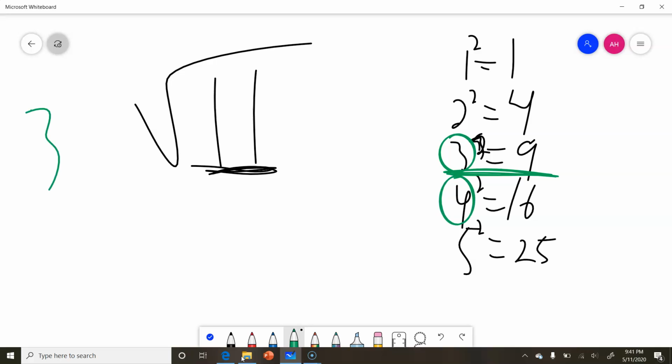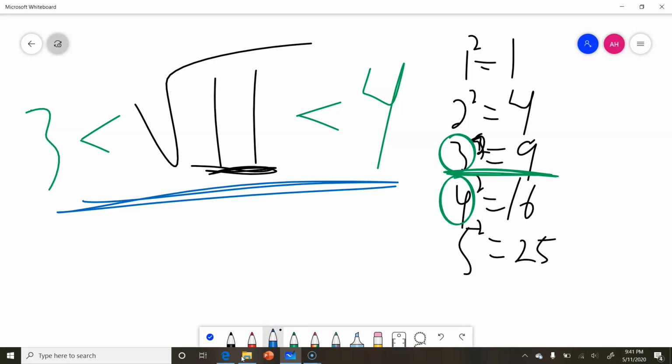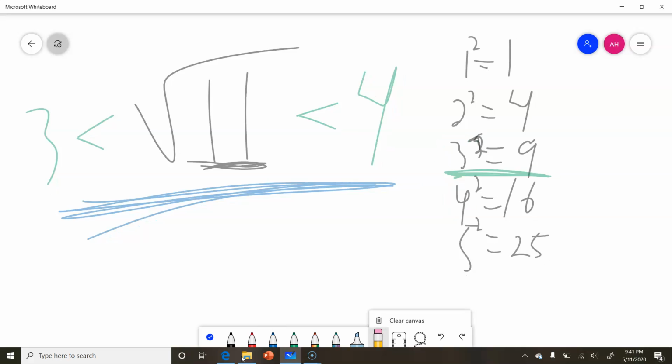So I just do 3 is less than that, which is less than 4. Okay, and I just write my answer like that right there. So I would say the answer is 3 and 4. Now, if it's negative, remember it's a little tricky.